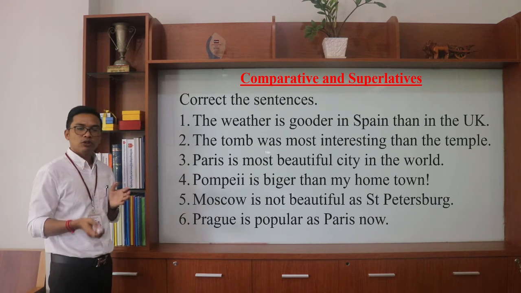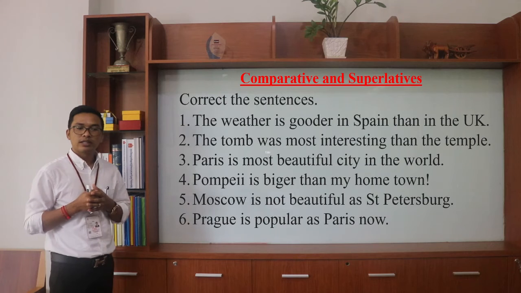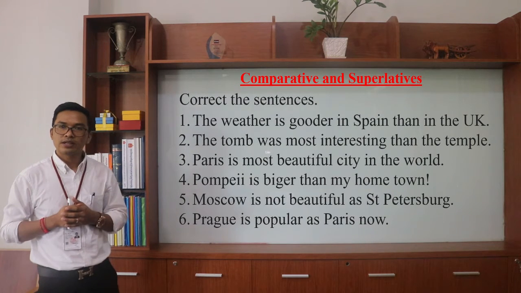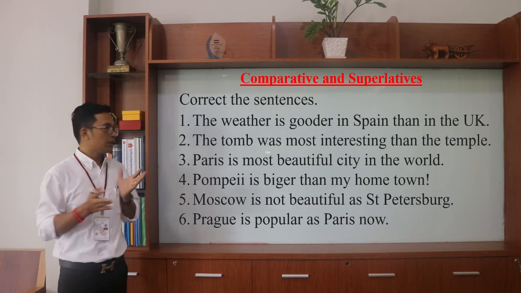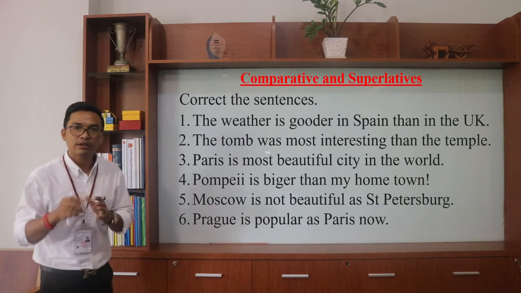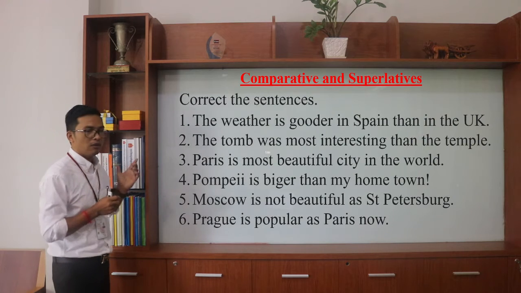I want you to go with me with the comparative and superlative degree. Now look at here. Choose the correct sentences. The 6 sentences here contain an error, so you have to find the error and correct it. For example, number 1, let's go.